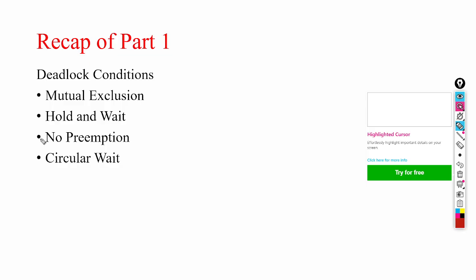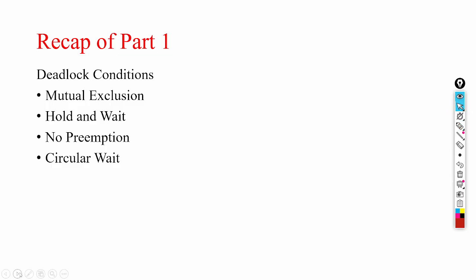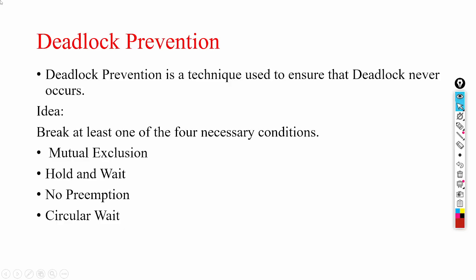Now let's discuss deadlock prevention. What is the meaning of deadlock prevention? Deadlock prevention is a technique used to ensure that deadlock never occurs. The main idea is very simple: if we break at least one of the four conditions, deadlock becomes impossible.